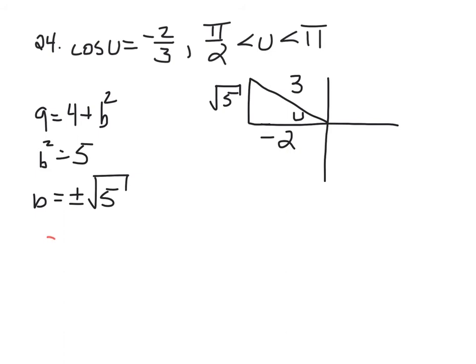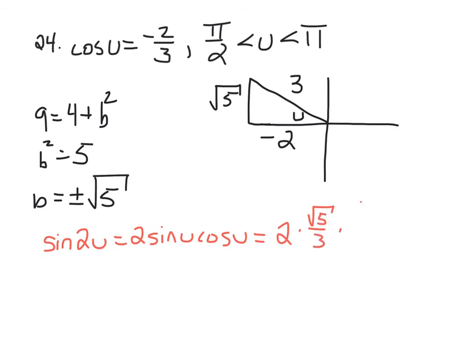Sine of 2u is equal to 2 sine of u cosine of u. So that's 2 times sine, opposite over hypotenuse, so 2 times square root of 5 over 3. Cosine we already were given as negative 2 over 3, or use the triangle. And when you multiply all that out, you would get negative 4 radical 5 over 9.